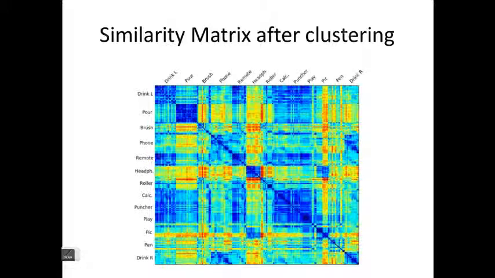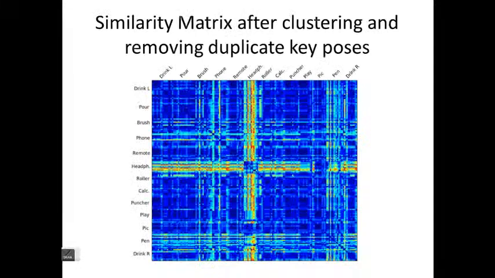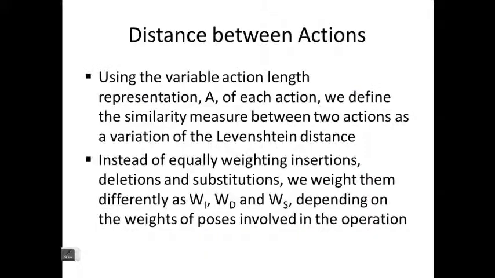So this is the similarity matrix that's obtained after clustering is done, but before we remove the duplicates. As you can see, you already get a much better similarity measure given that you clustered the poses. And this is what you get if you remove duplicates in consecutive poses. This is pretty good now because you have a high similarity metric between poses.